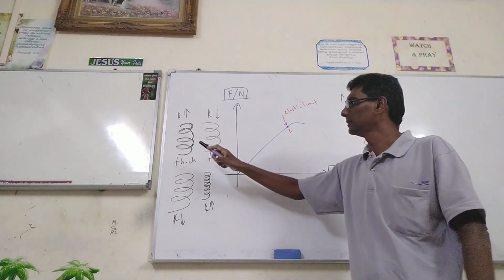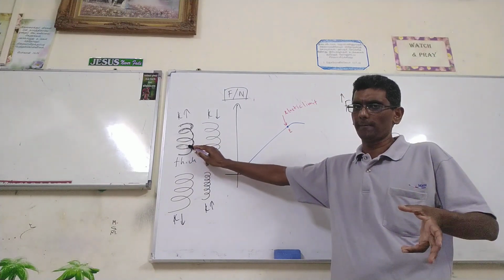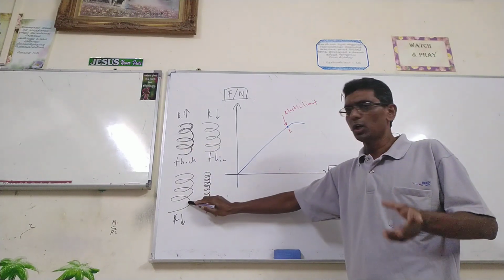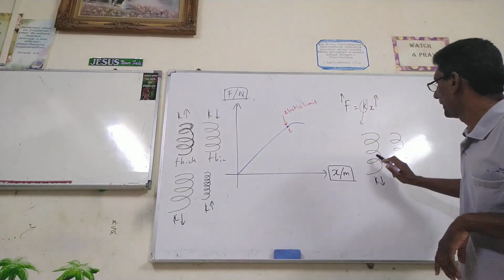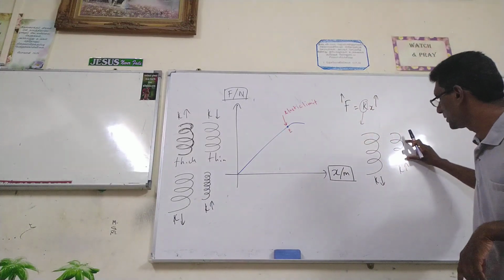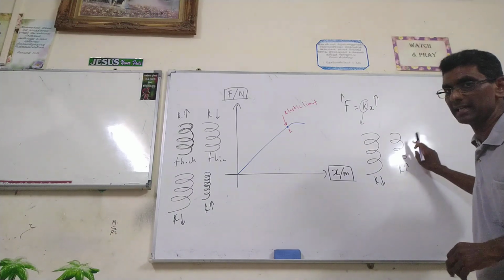The first factor is the thickness of the spring, or the diameter of the spring. The second factor is the coil of the spring, the diameter of the coil of the spring. The third factor is the length of the spring. A shorter spring, or the length decreases, gives a harder spring.